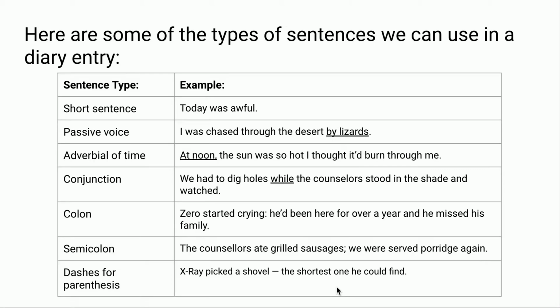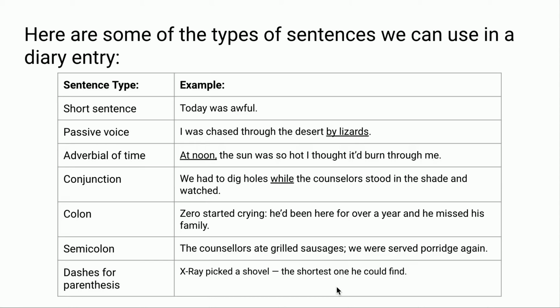So here are some of the types of sentences that we can use when we're writing a diary entry. The first one is a short sentence. We looked at those when we were writing setting descriptions. Those are sentences that might only have a noun and a verb, or a noun, a verb and an adjective, like my one today was awful. Passive voice sentences, the clue with those is they often end with by, so something was done by someone. I was chased through the desert by lizards.